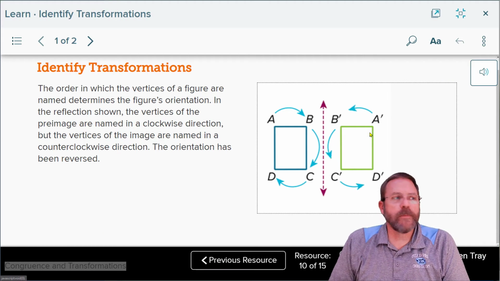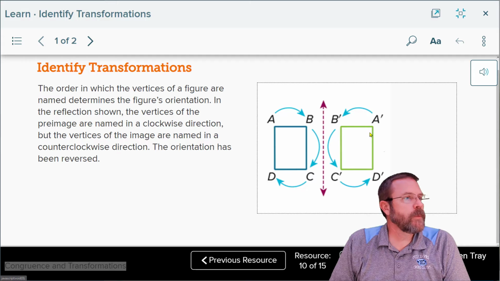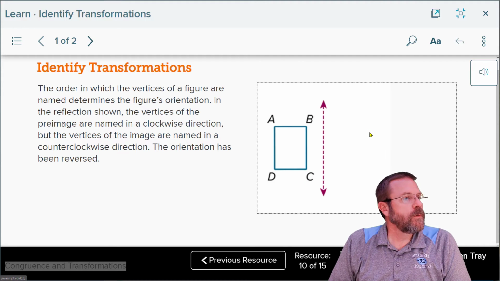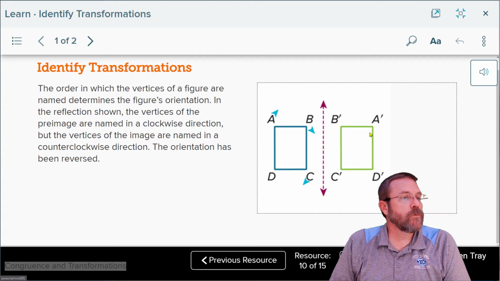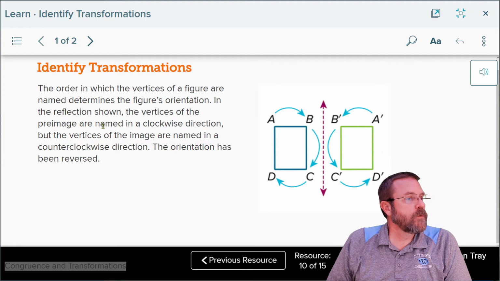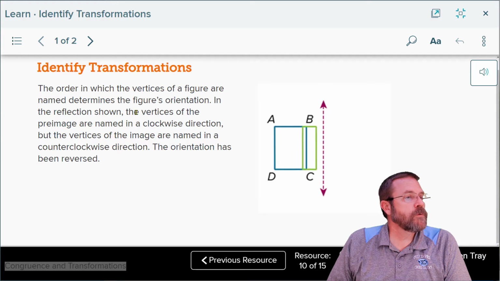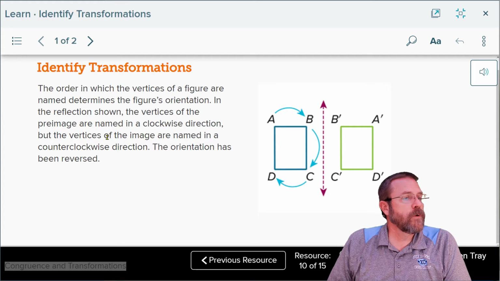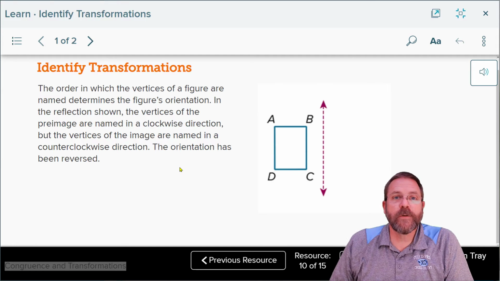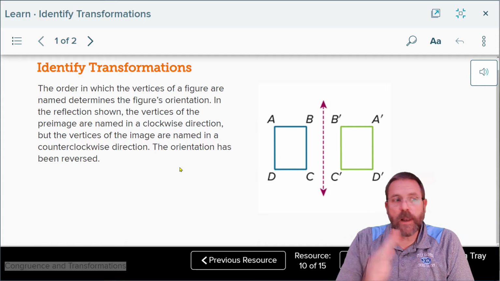Next, we would like to take some time identifying some transformations. The order in which the vertices of a figure are named determines the figure's orientation. In the reflection shown, the vertices of the pre-image are named in a clockwise direction, but the vertices of the image are named in a counterclockwise direction. That means that the orientation has been reversed, so that we didn't just slide it over.